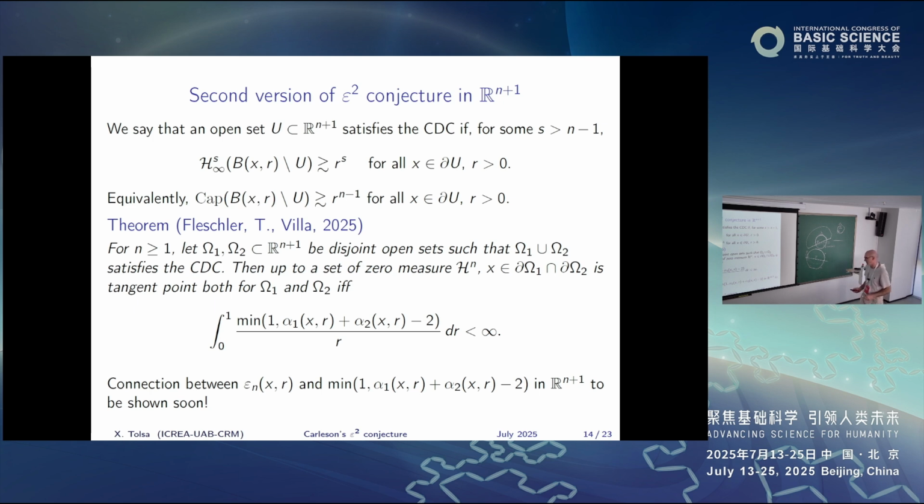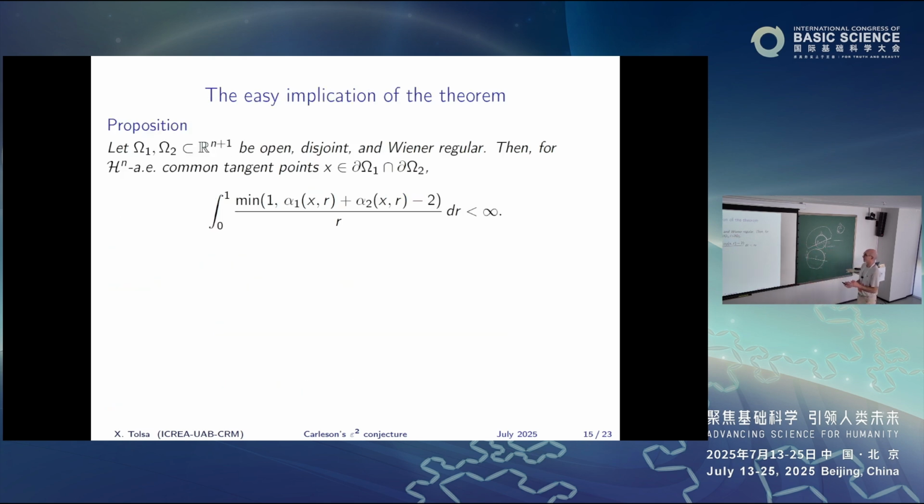Of course, to prove this theorem we have to relate this analytic condition to something geometric if we want to argue with geometric arguments. But one implication does not use geometry essentially, because we could have two open sets, just being irregular, and we don't need the CDC. Being irregular is much weaker. Then let us check that at almost all tangent points, this integral is finite.